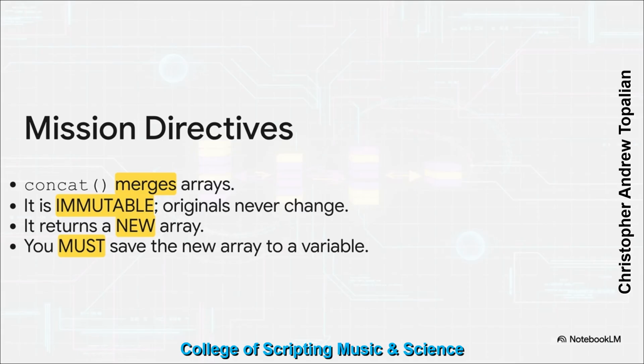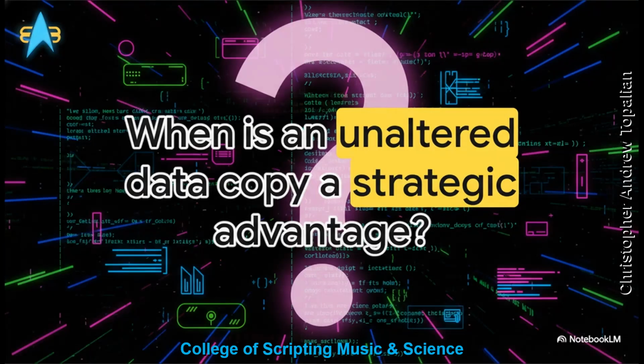So let's run through the final directives one last time. 1. Concat is for merging arrays. 2. It is immutable. It always respects the prime directive. 3. It creates and returns a brand new array. And 4, the big one, you must assign that new array to a variable if you ever want to use it. Training simulation complete.